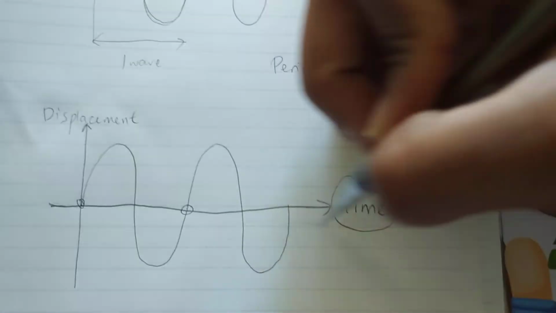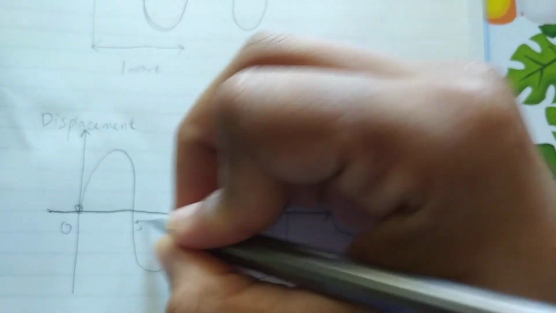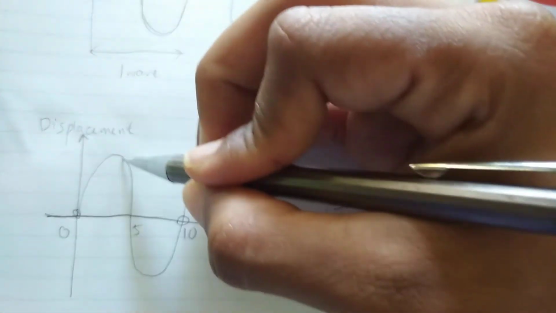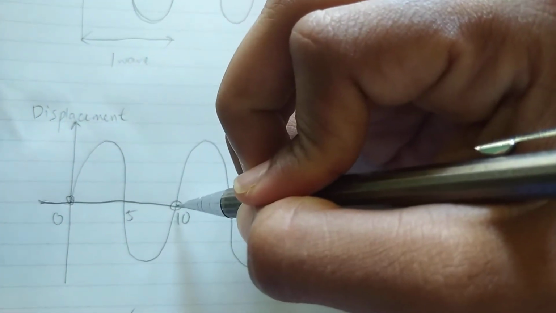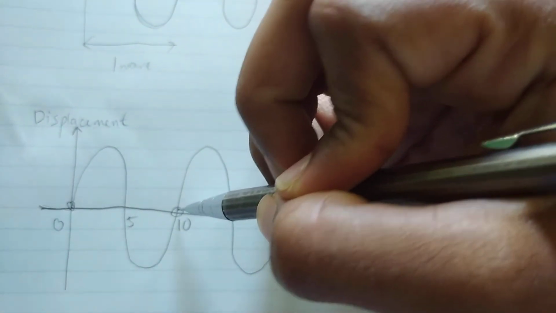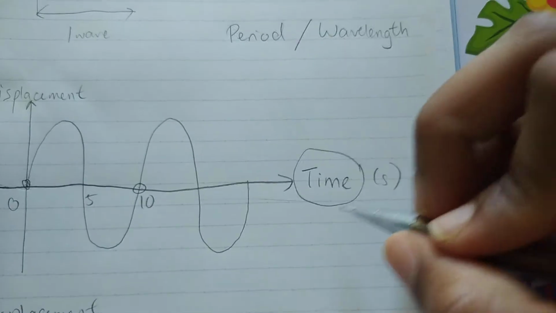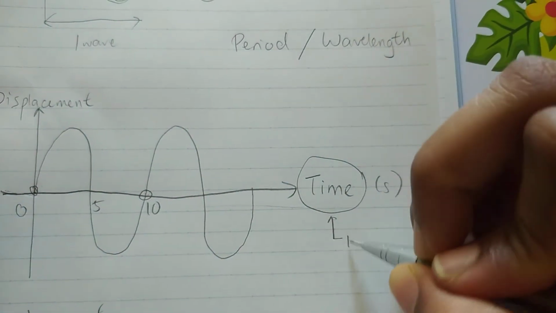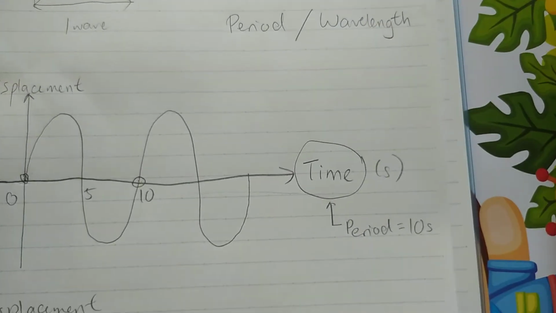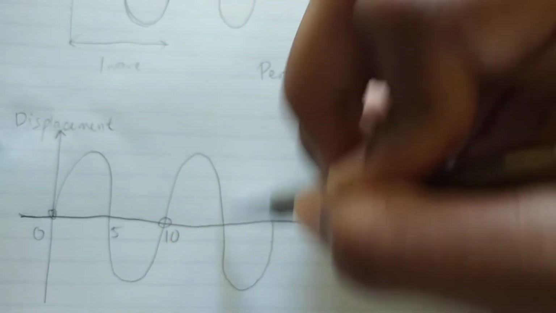And this is a time graph. Meaning, for example, here is 0 seconds, here is 5 seconds, here is 10 seconds. So, how many seconds does it take me to finish one whole cycle? 10 seconds to finish one cycle, one wave. That means when you have a time graph, you can find your period, and the period is 10 seconds. So it won't matter wherever you're finding it from.